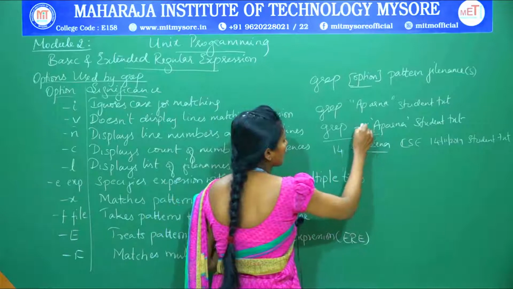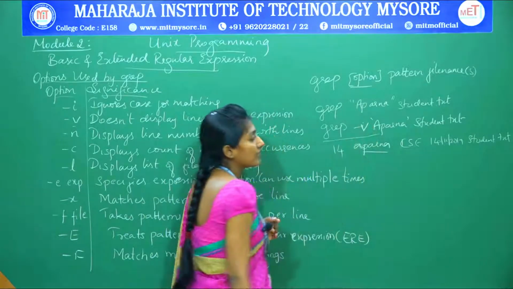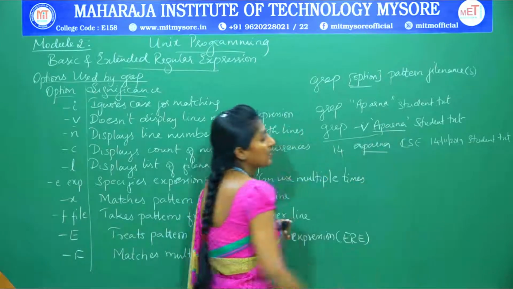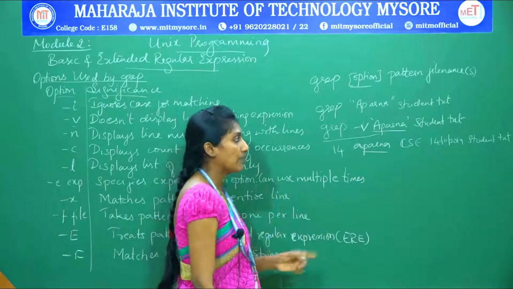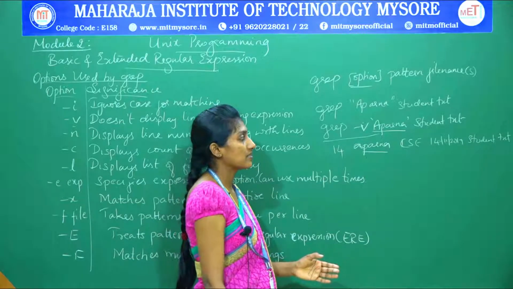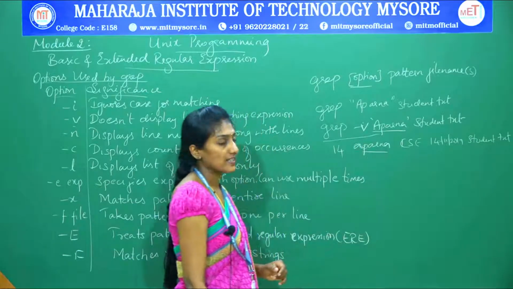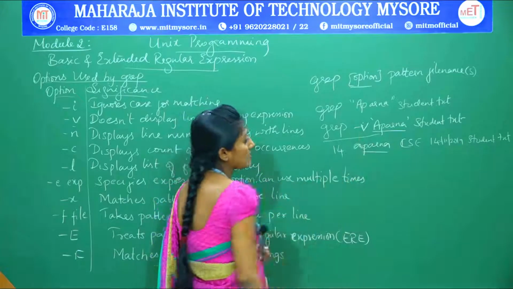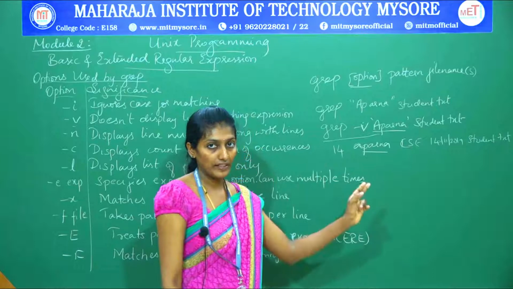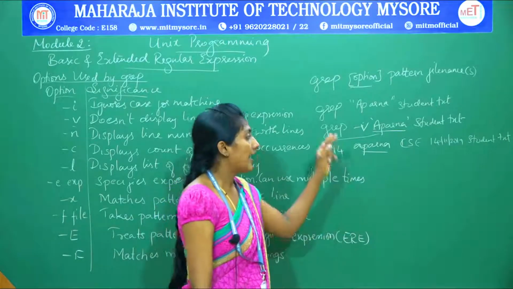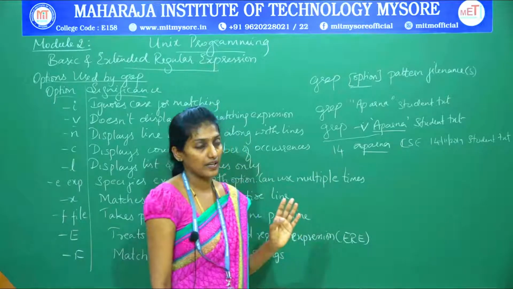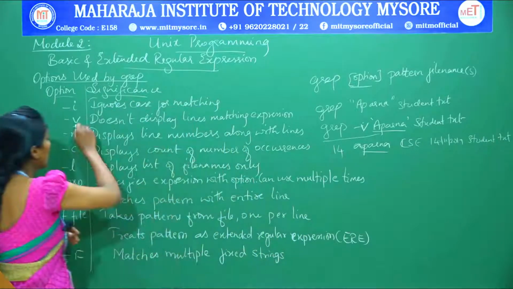So let me assume that I have given -v here. So excluding this Aparna pattern line, the remaining student details will be listed out from the file student.txt. So that is what this -v represents, which means that the line with the pattern I have given will be ignored, and the remaining lines with different patterns will be displayed. So that is what this -v represents.